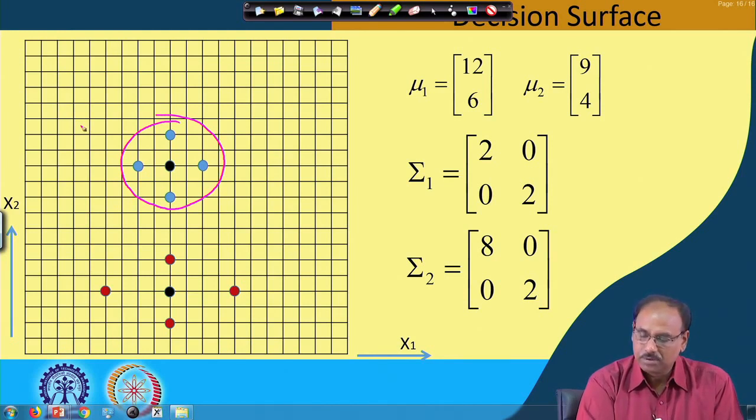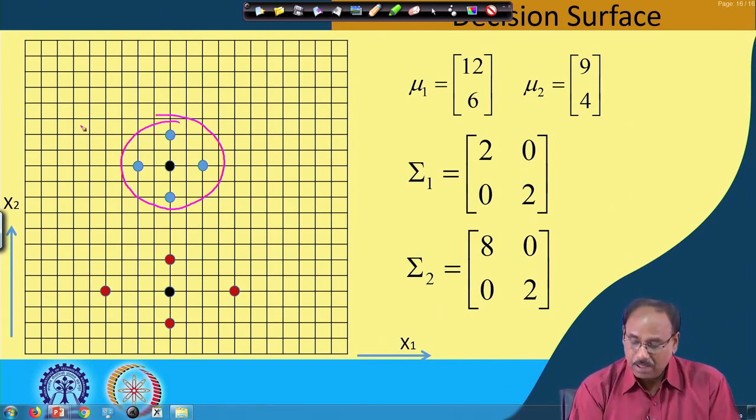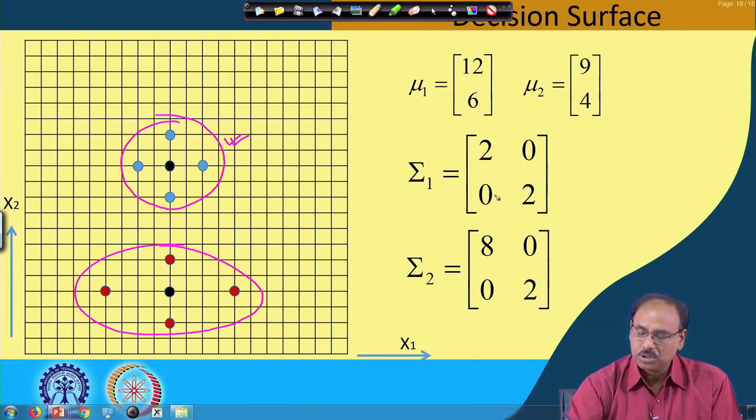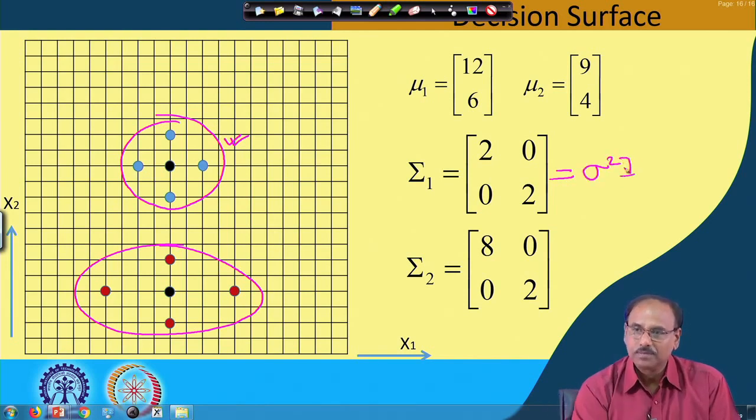So, you find that this [2 0; 0 2] is the covariance matrix for these feature vectors. I think, as we have been doing earlier, this sigma_1 should actually be sigma_2. Anyway, that does not matter much. And for the other class, the covariance matrix is [8 0; 0 2]. So, you find that in the first case the points are spherically distributed, and here the covariance matrix is of the form [2 0; 0 2], which is nothing but of the form sigma square I.